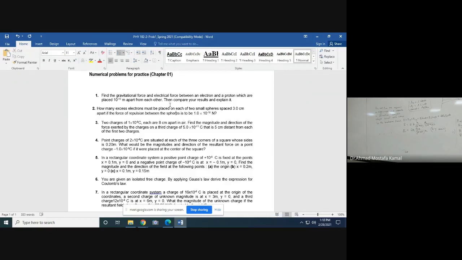R is 3 centimeter. That should be converted into meter because everything is given in SI system. You know that if you divide this 3 centimeter by 100, that will be meter, because 100 centimeter equal to 1 meter. 0.03. Yeah, right. You should write R equal to 0.03 meter. So now the question is, how many excess electrons?